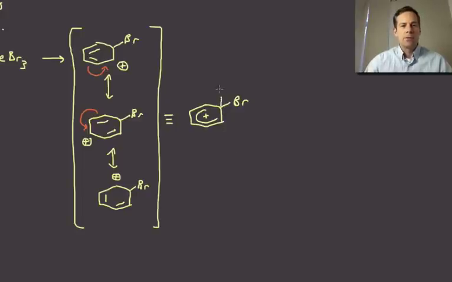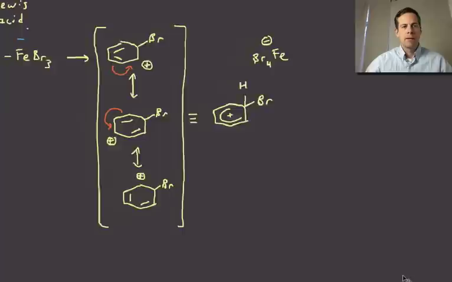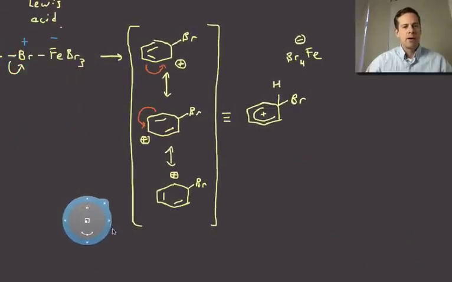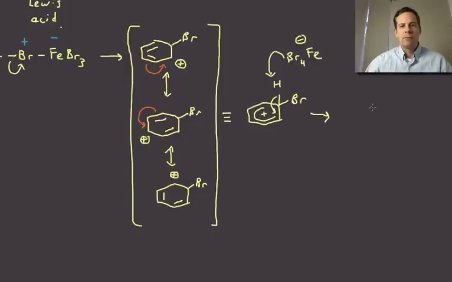What's going to happen is we're going to eliminate this proton, which is going to happen from this iron tribromide anion that was the leaving group that we displaced. Okay, that we displaced right here, right? So that iron tribromide leaving group is now going to serve as the base to deprotonate. We get that electron pair back, and then that's going to reform our aromatic ring. Okay, and there we go.